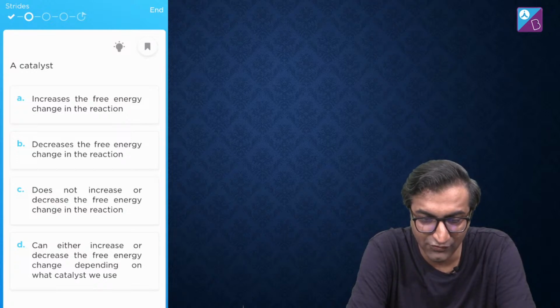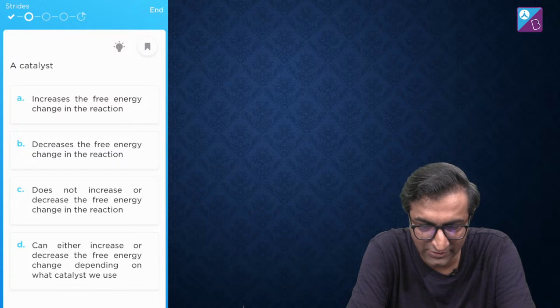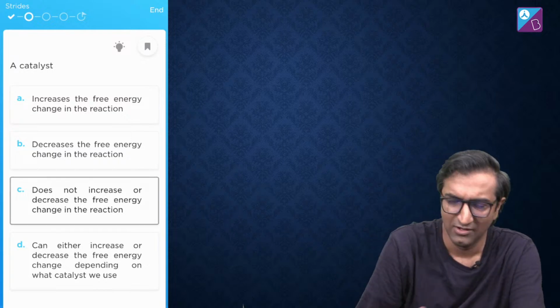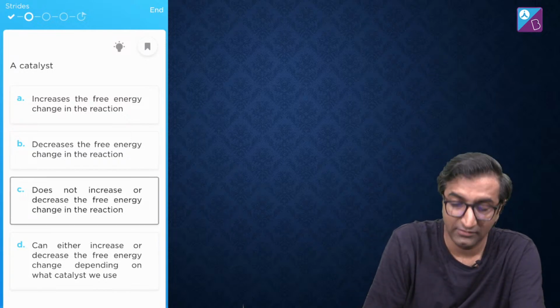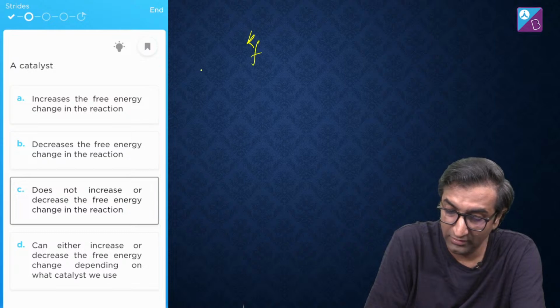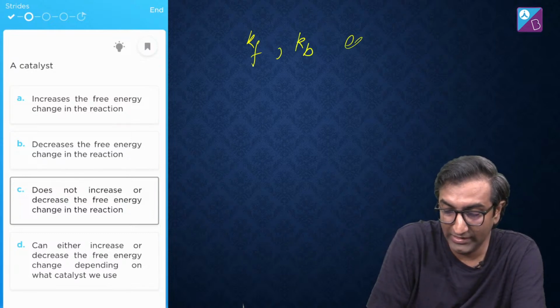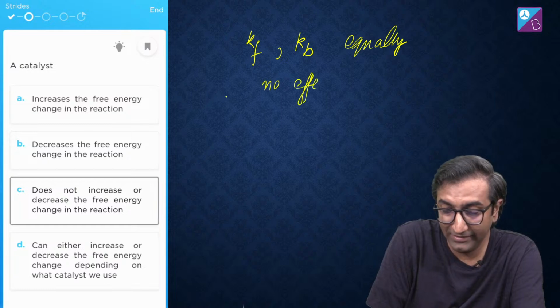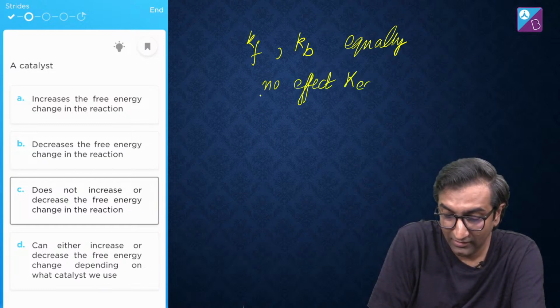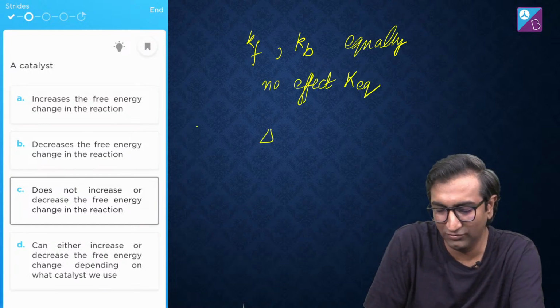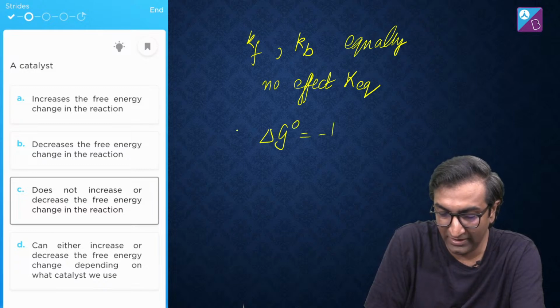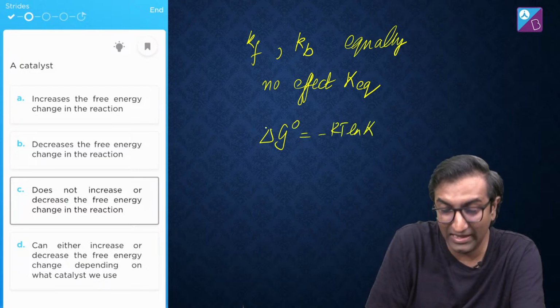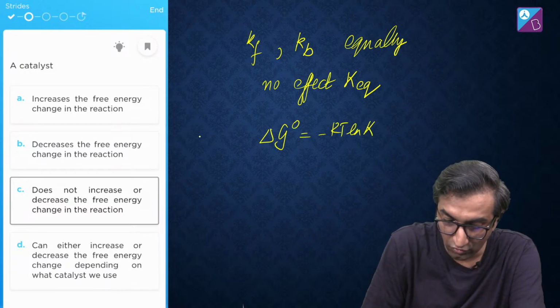Anyway, what does the catalyst do? Increases free energy of a reaction, decreases free energy of a reaction, does not increase or decrease free energy of a reaction. Yeah, of course, it does not mess with it. See, what does the catalyst do? Catalyst affects K forward and K backward equally. So it has no effect on capital K. What is capital K? Equilibrium. And you know this, delta G naught is minus RT ln K. Yes? So, no effect.